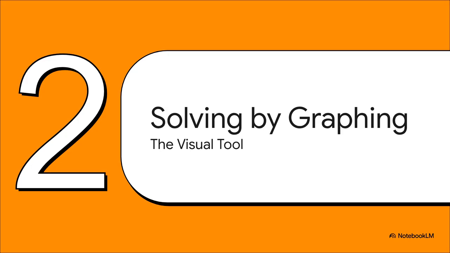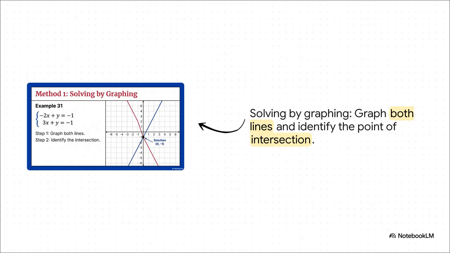Okay, so now we know what a solution is and what it's supposed to do. The big question is, how do we find it? Let's start with our first method, which is probably the most intuitive one, the visual approach of solving by graphing. The process here is just so simple, it's almost beautiful. Step 1, you graph the first line. Step 2, you graph the second line on the very same grid. And step 3, you just look, you find the point where they cross.